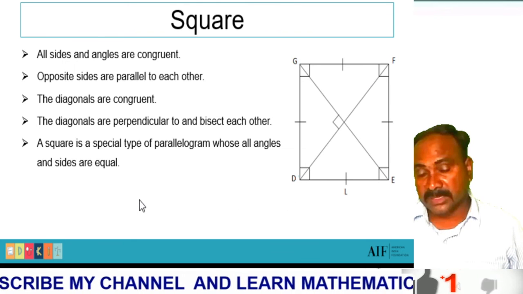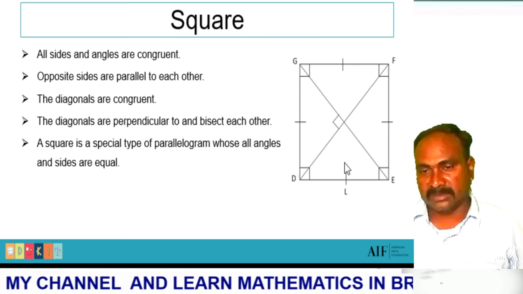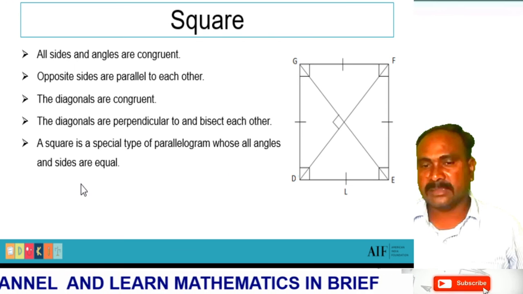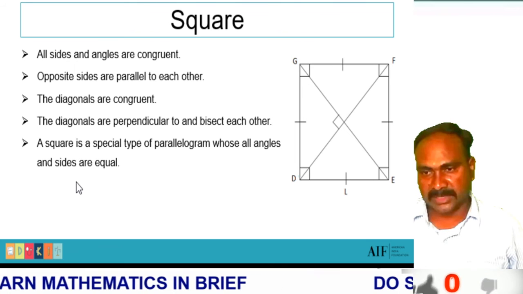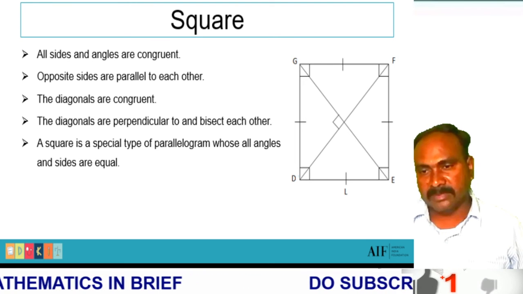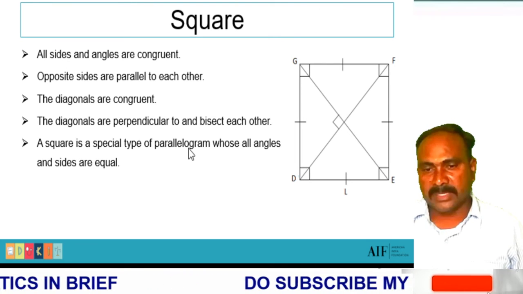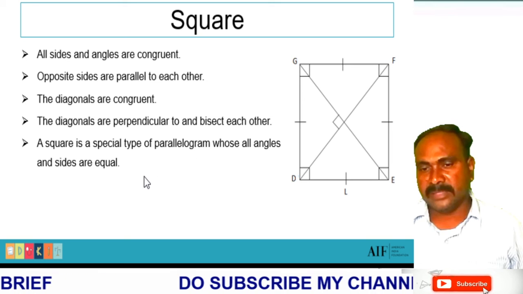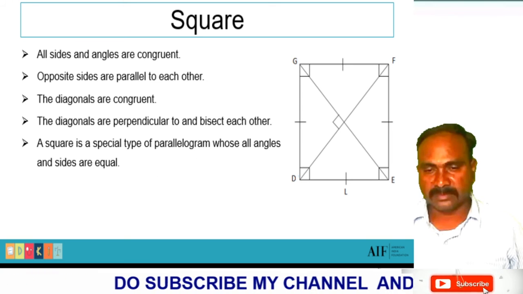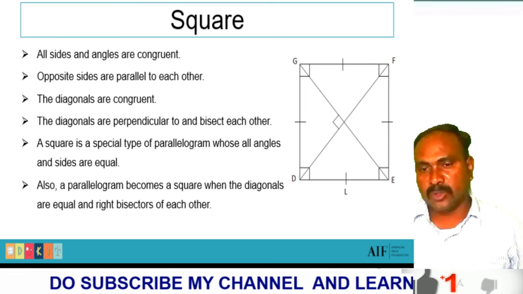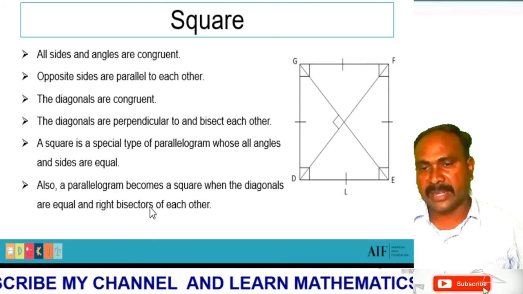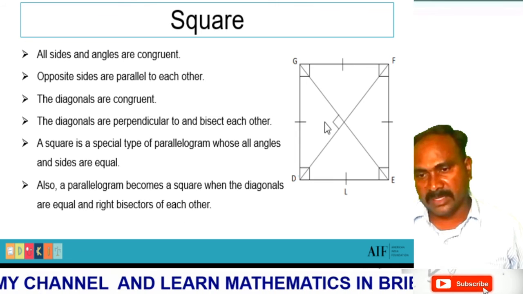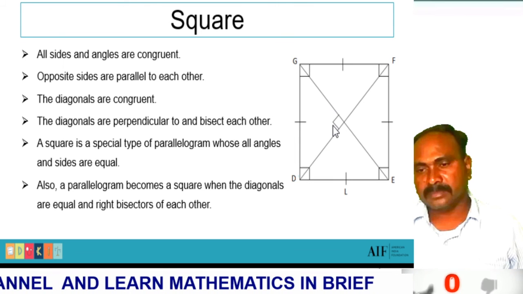But in a rhombus, all sides are equal, but not all angles; they may not be 90 degrees. If in a rhombus each angle is 90 degrees, then it is a square. Also a parallelogram becomes a square when the diagonals are equal and right bisectors of each other. Here bisecting at 90 degrees.